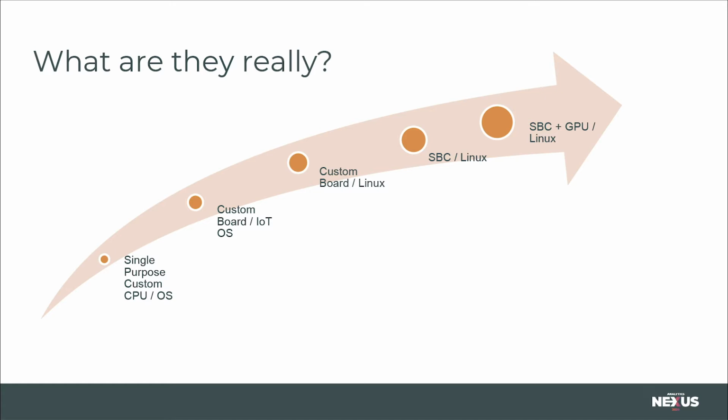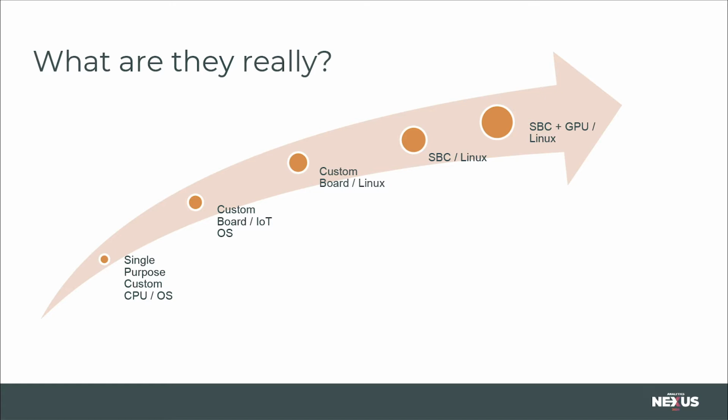One step up from that is usually a custom board with an IoT OS, so a specialized operating system specifically for low-end IoT type devices. The mid-range kind of device is a custom board running some variant of Linux, often a lightweight Linux variant that's specially tailored for IoT applications.